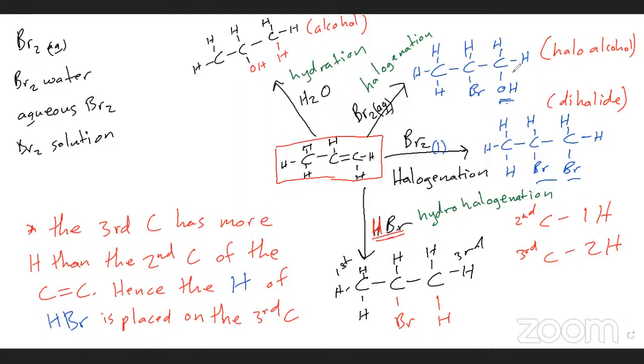So you get alcohol for hydration, a halo alcohol when it's aqueous bromine, right? You get a dihalide if it's liquid bromine. And for hydrohalogenation, with the right reagents, you can get one of the three. With organic chemistry, it's very important to know your reagents from memory. All right, so with HBr, you'll get what we call a haloalkane or alkyl halide. So the general name for this compound is a haloalkane, or we sometimes call it an alkyl halide.